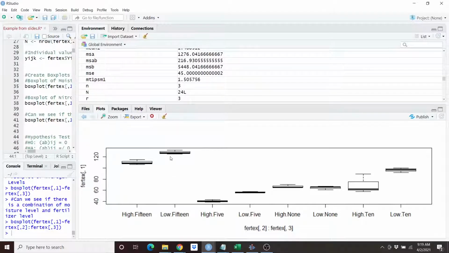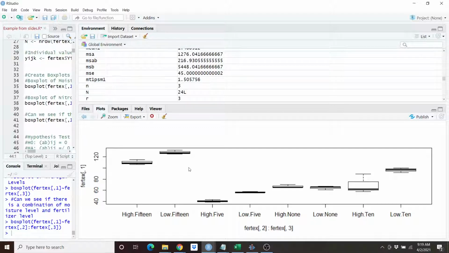Low and 15. So 10% moisture and 15% nitrogen appears to give us our highest yield, while high, our 20% moisture and 15% nitrogen gives us the second highest yield. But notice, 20% moisture and 5% nitrogen and 10% moisture and 5% nitrogen appear to give us our lowest yield.